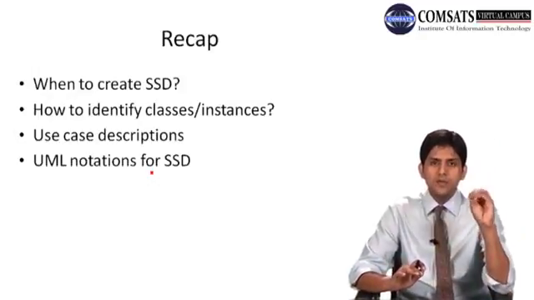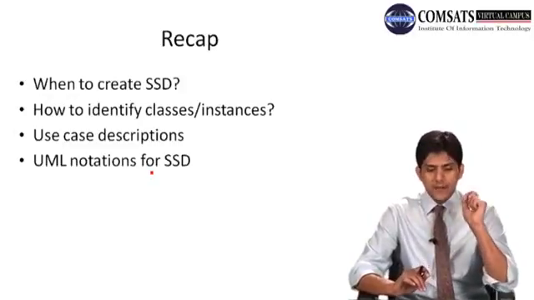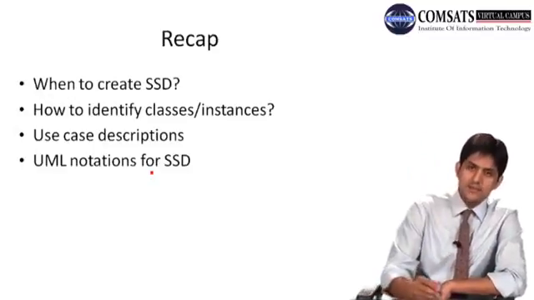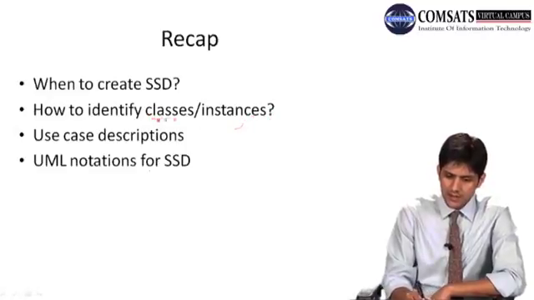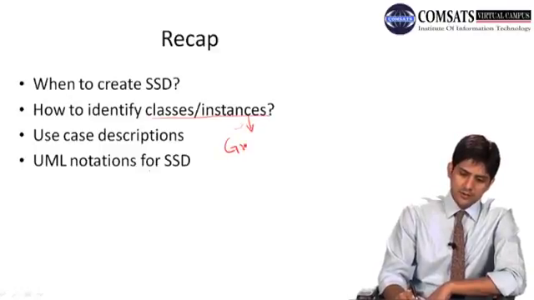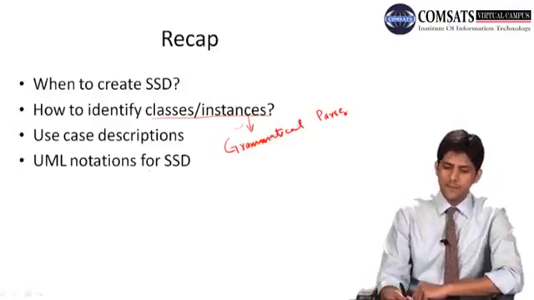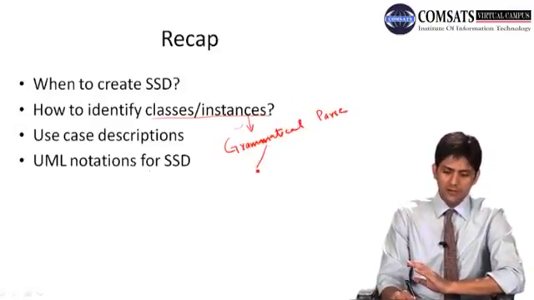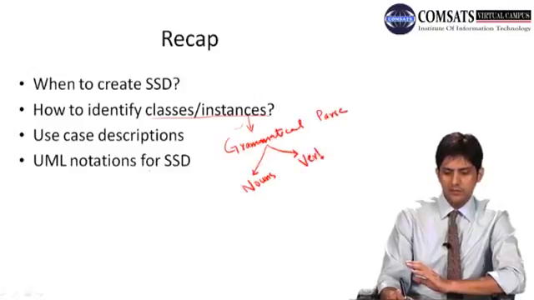We know now when we need to create system sequence diagrams. It is somewhere between the use case diagrams and the class diagrams. How do we identify classes and instances? What we have covered is that we do it through a grammatical parse. And when we do a grammatical parse, we end up with two things: nouns and verbs.